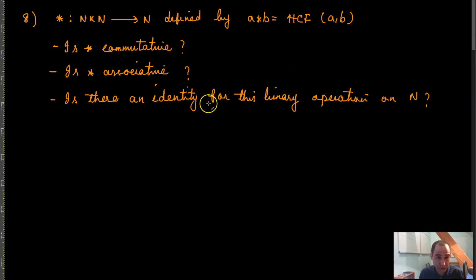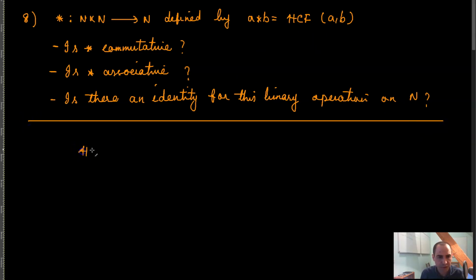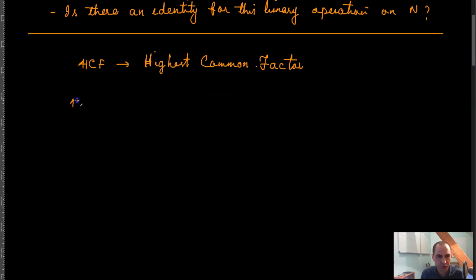Now, in order to answer this question, first you need to understand what is the HCF of two numbers. And in order to understand that, you know that the HCF is basically nothing but the highest common factor. Right? And so the HCF is the highest common factor, and so let me give you an example. So for example, let's say that you have 12 and some other number like 18, right?